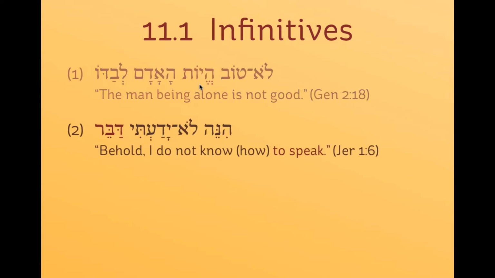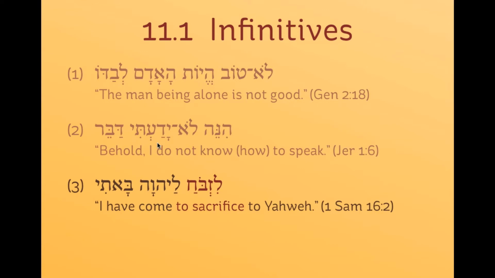Or the infinitive can be the object of the verb, as in number 2. Hine lo yadati daber. Behold, I do not know to speak. Daber, for speaking, is the object of the verb yadati, what I don't know how to do.